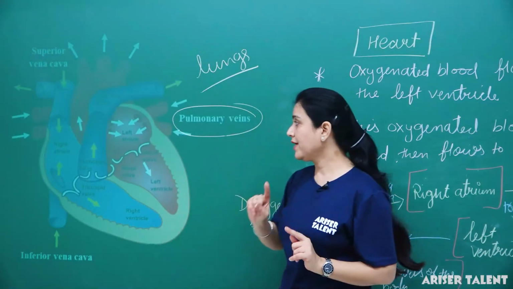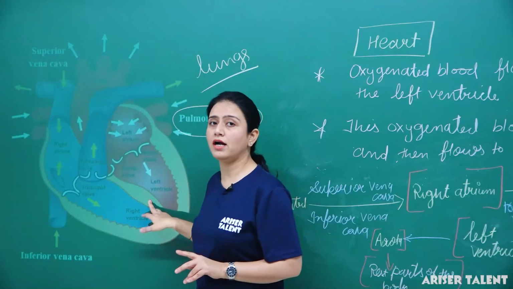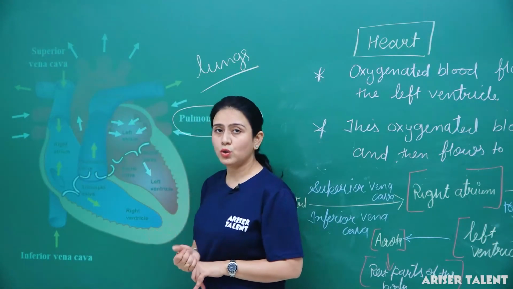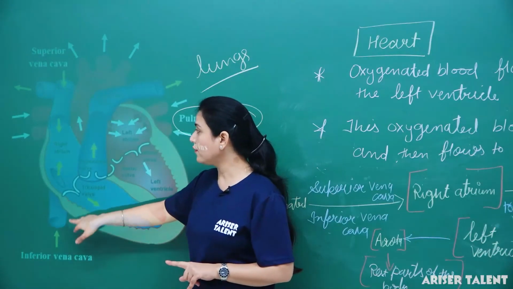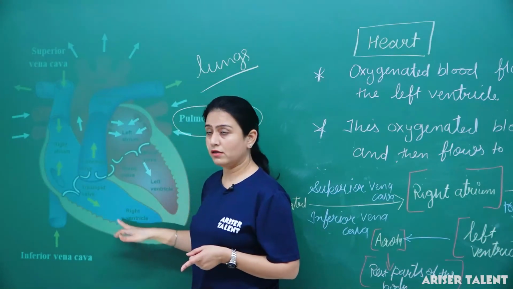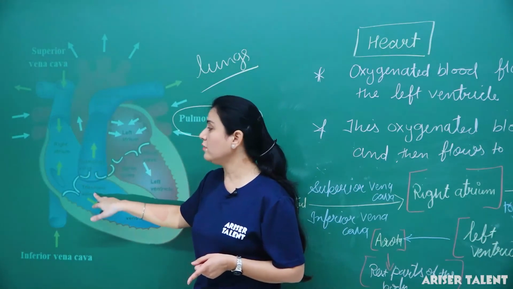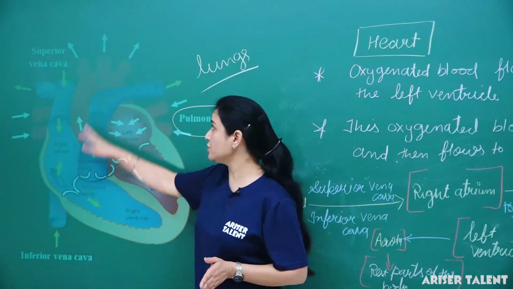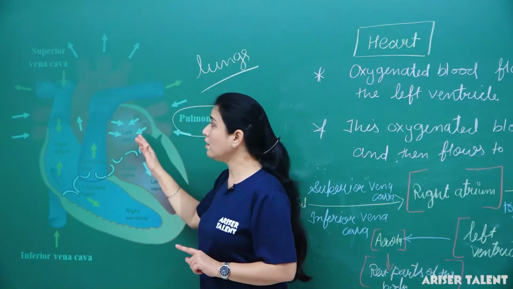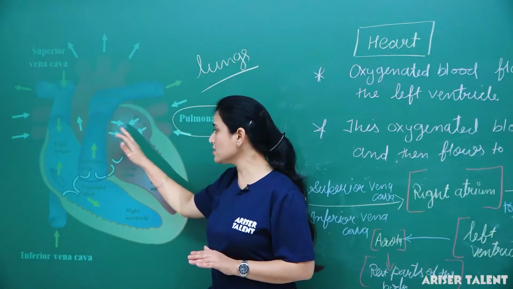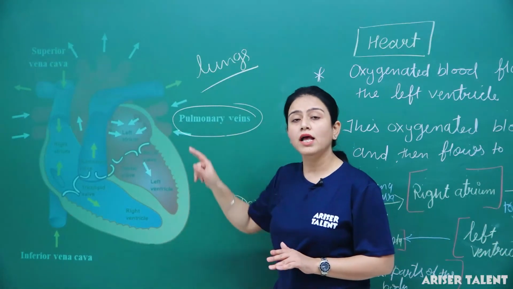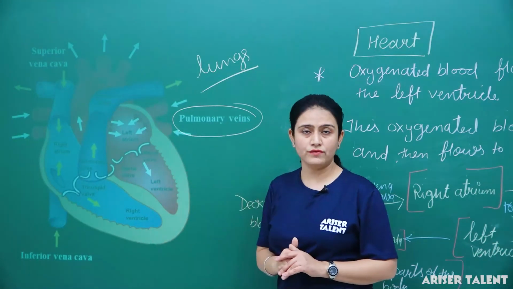So in the human heart, blood is circulating twice. Once the deoxygenated blood reaches the right part of the heart, and from the right part of the heart it reaches the lungs. This is the first circulation. And from the lungs, oxygenated blood moves into the left part of the heart, and then it goes to the different parts of the body.